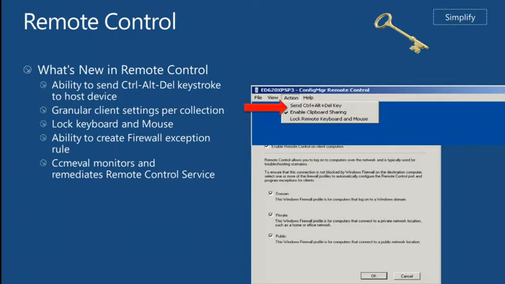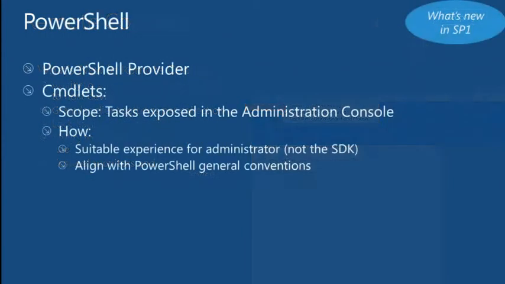Not necessarily a big change because we had this in the past, but super valuable. With remote control, you can now issue a Control-Alt-Delete to those devices to get them unlocked, which is good. We also have made it easier to use remote control by making a firewall exception on the client itself for you if you choose to do that. So that just helps make that feature as a whole much easier to deploy and get up and running.